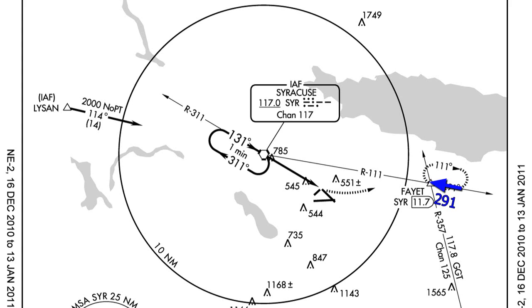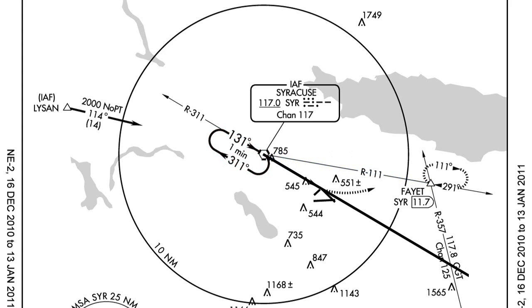So for us, what's going to happen after we come back to the fix, the point Fayette? Once we come back to the point Fayette, we're going to fly back to our IAF. We're going to choose a closer one, so we're going to fly back to the IAF Syracuse VOR. Now what's going to happen once we fly to the IAF Syracuse VOR? IAF Syracuse VOR has a bold racetrack, so guess what? We need to do another procedure turn. So we're going to do this all over again.